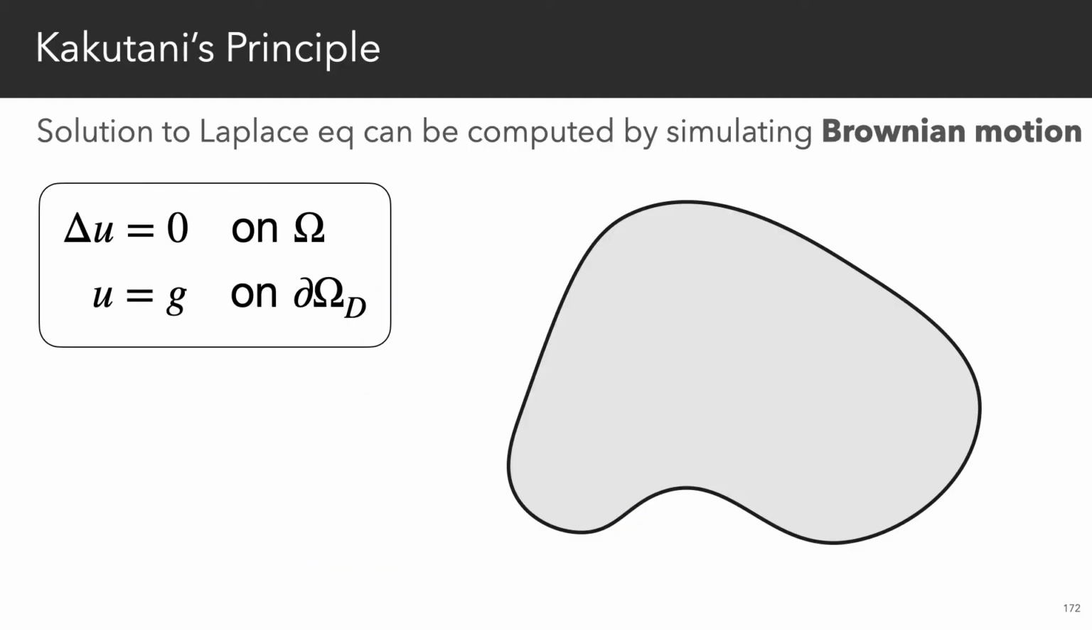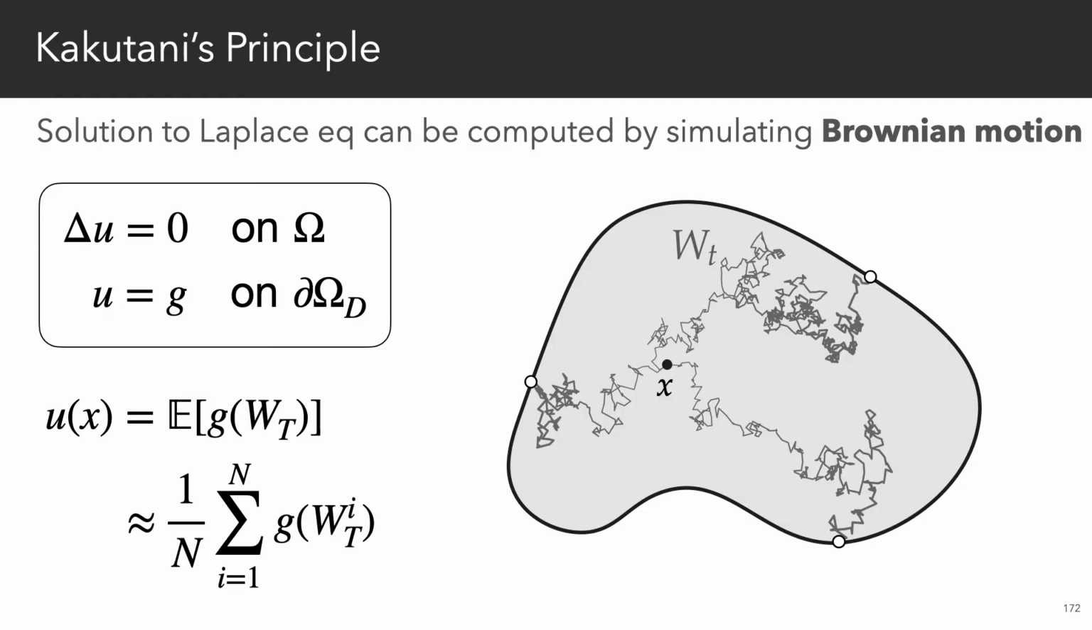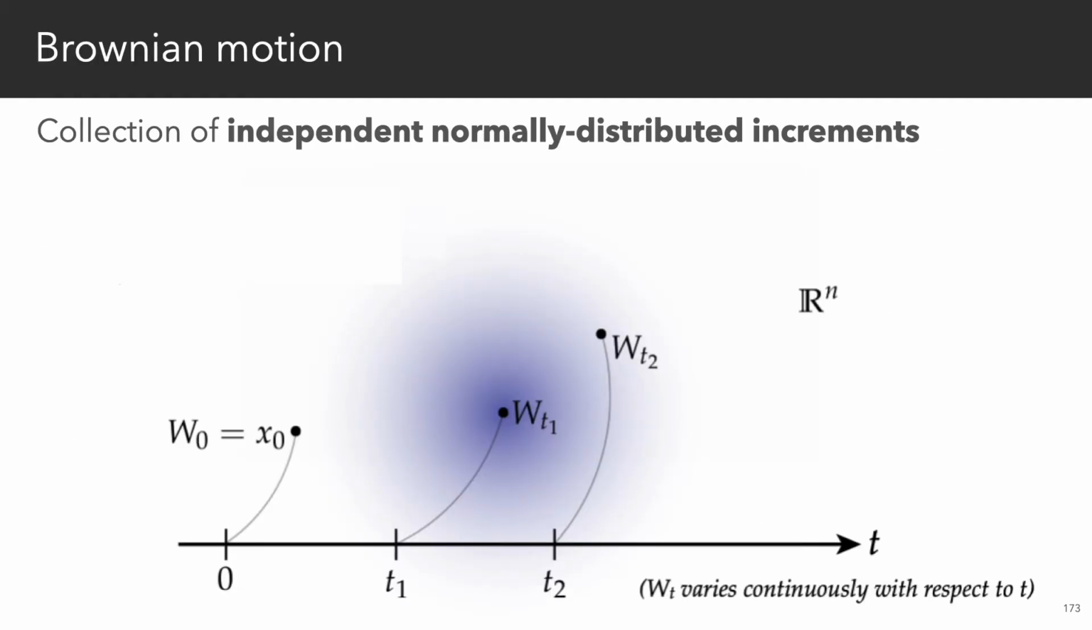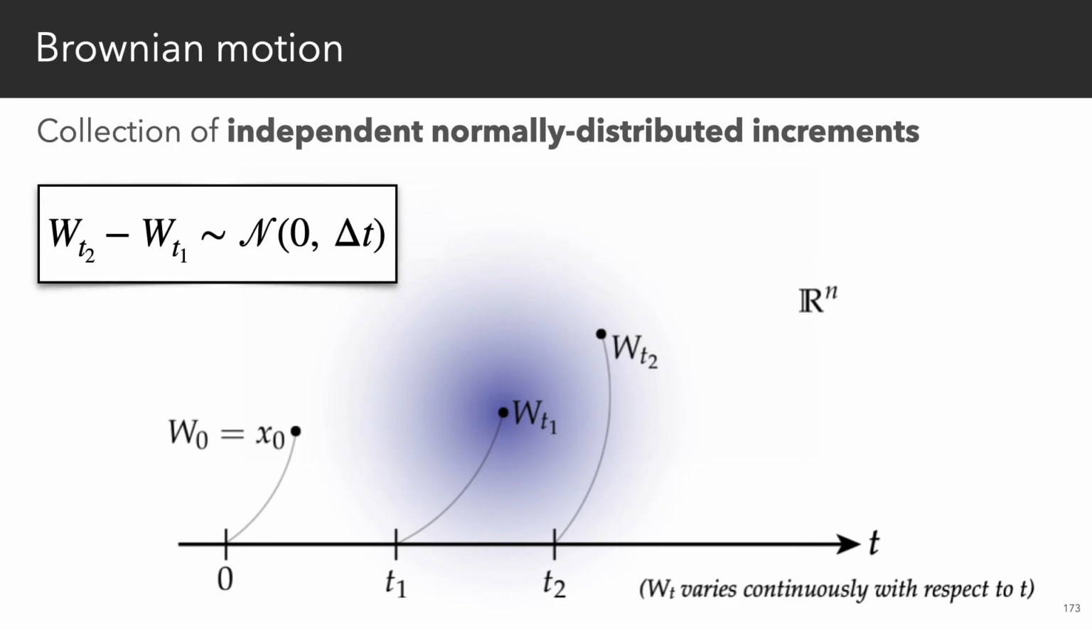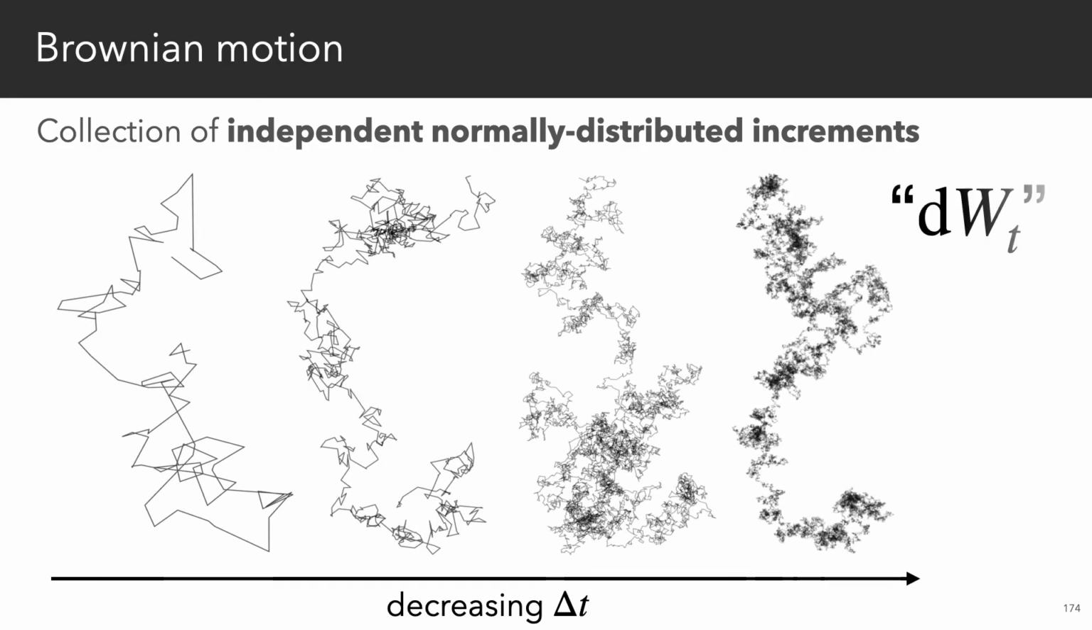So this starts with Kakutani's principle, which says that if we want to solve a Laplace equation with Dirichlet conditions at a point x, then we simulate realizations of a random process called Brownian motion to the boundary, and compute the expected value of the boundary function g at the points where the random walks terminate. We do this by using standard Monte Carlo integration. Intuitively, a Brownian motion is a collection of independent random increments where each increment is sampled from a normal distribution whose variance is given by some time parameter delta t. In the limit of smaller and smaller increments, denoted by dW_t, we then get a continuous random path described by Brownian motion.